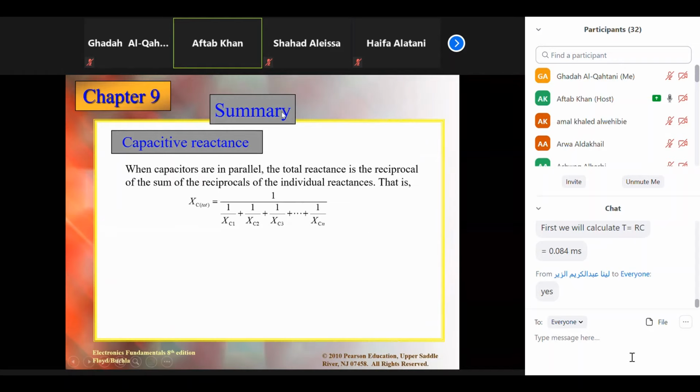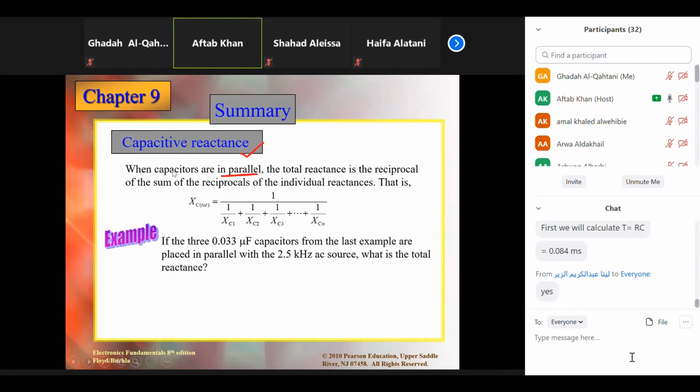Similarly, girls, capacitive reactance when capacitors are in parallel. It is the same formula which you use there: reciprocal of the sum of the reciprocals, correct? Also, when the same capacitors from the last example are placed in parallel with a 2.5 kilohertz AC source, what is the total reactance? So how can we go for this? To approach again, which is the easiest one this time, you know?